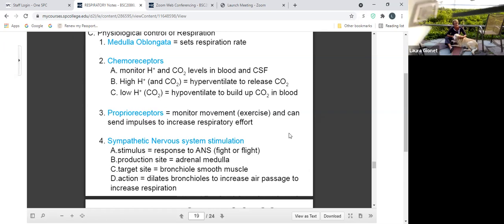The sympathetic nervous system stimulation. Well, the stimulus is an autonomic nervous system fight or flight response. The production site for the change is going to be the adrenal medulla, to release epinephrine and norepinephrine into the bloodstream. The target will be the bronchial smooth muscles, and the action is to dilate them. Right? So it would be an inhibitory response, essentially, for that muscle to contract less frequently and let it dilate slowly and increase the airway passage.